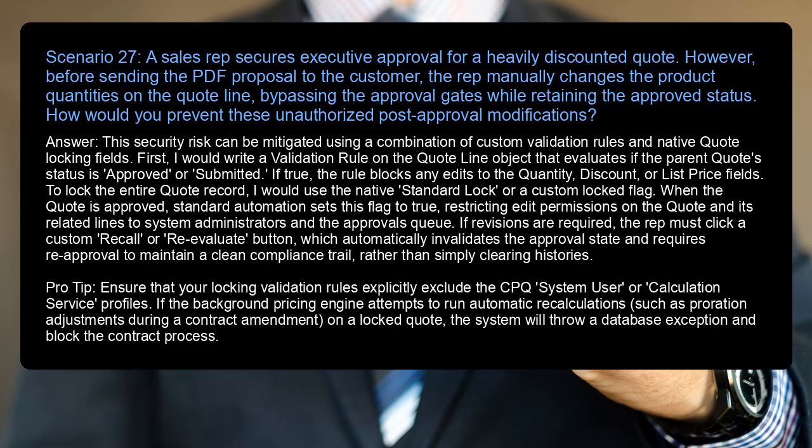Pro tip: ensure that your locking validation rules explicitly exclude the CPQ system user or calculation service profiles. If the background pricing engine attempts to run automatic recalculations, such as proration adjustments during a contract amendment on a locked quote, the system will throw a database exception and block the contract process.